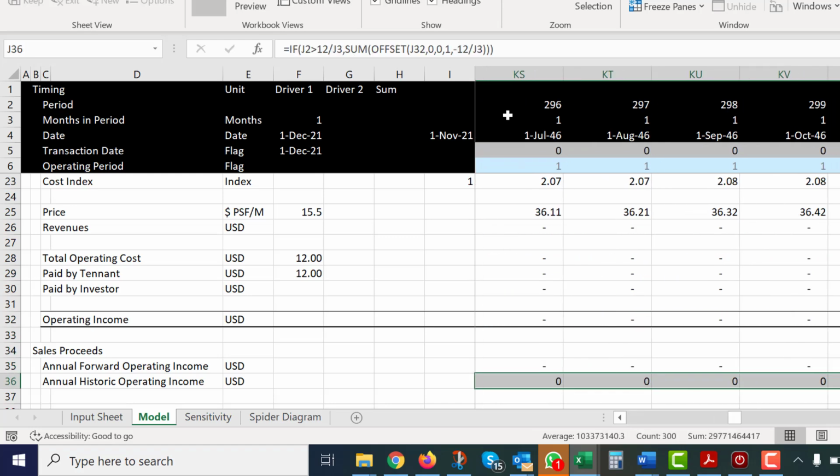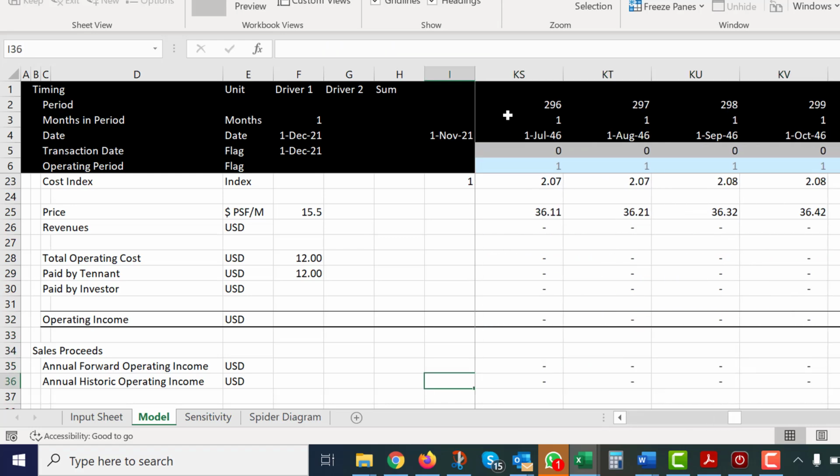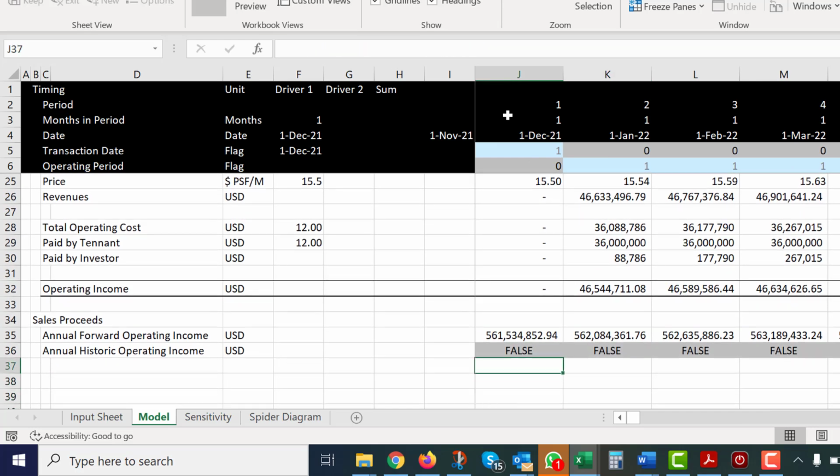Okay, so that's how you use this sum offset, and I'm sad to say people are so proud of themselves for using this damn thing, but it is occasionally necessary.